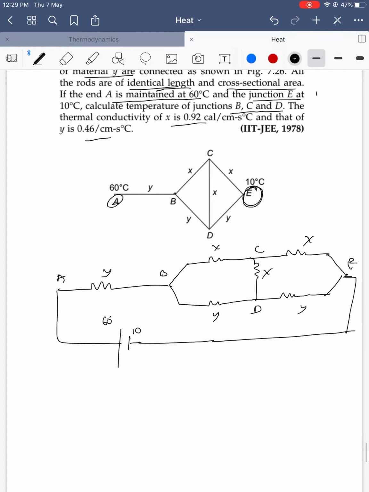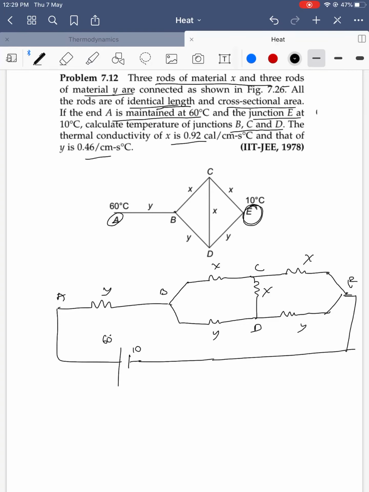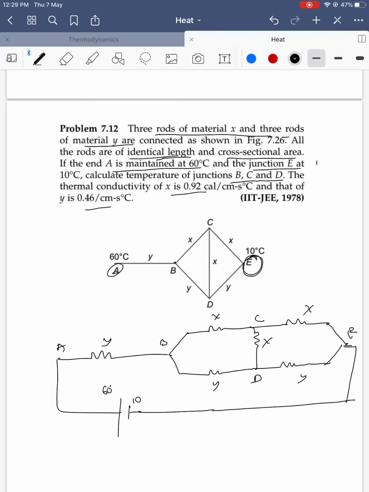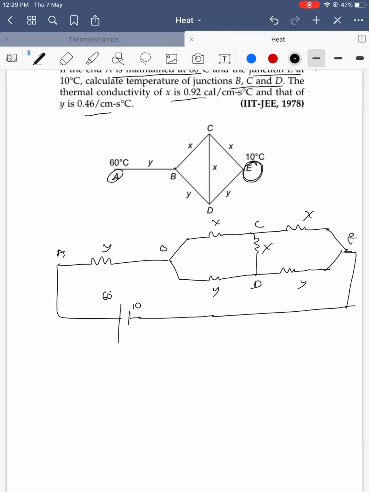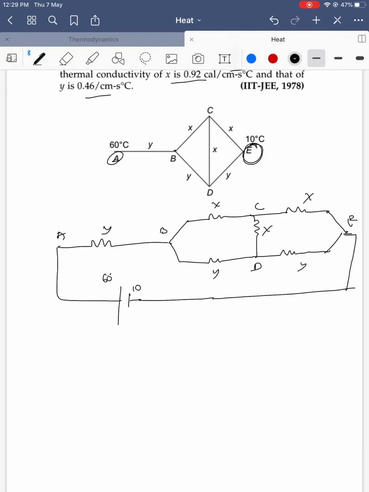He has given the thermal conductivity values of the materials. How to solve it now? First you can find the equivalent resistance. RBC is equal to L by Kx into A, and RBD is equal to L by Ky into A.